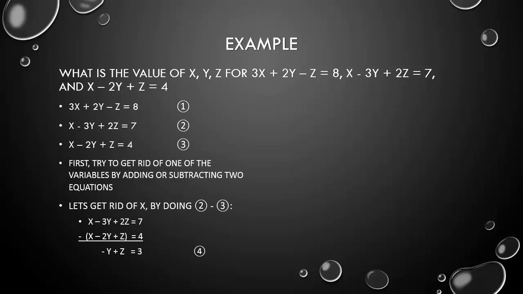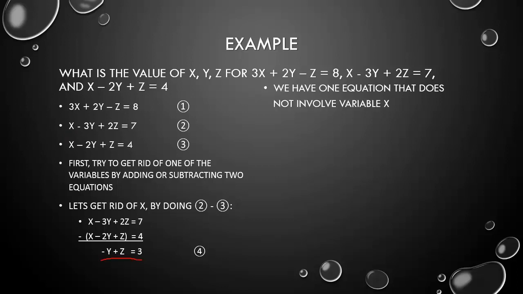From equation 2 and 3, we see that the coefficient of x is equal to 1. So let's try to get rid of x first by doing equation 2 minus equation 3. And if we subtract the two equations, we should get the result of minus y plus z equals 3. Let's call this equation number 4.